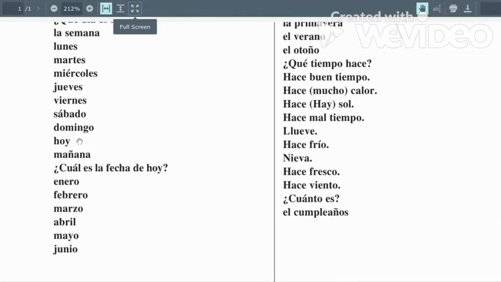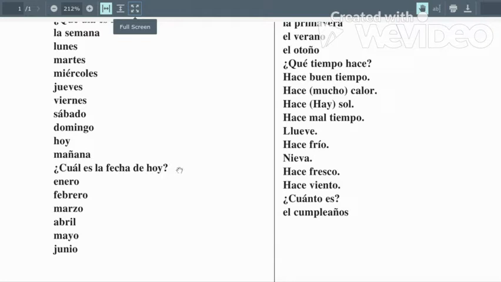Again, like I said, hoy means today. So as you're watching this, hoy es jueves. Today is Thursday. Mañana is tomorrow. Mañana es viernes. Mañana, so tomorrow is Friday.